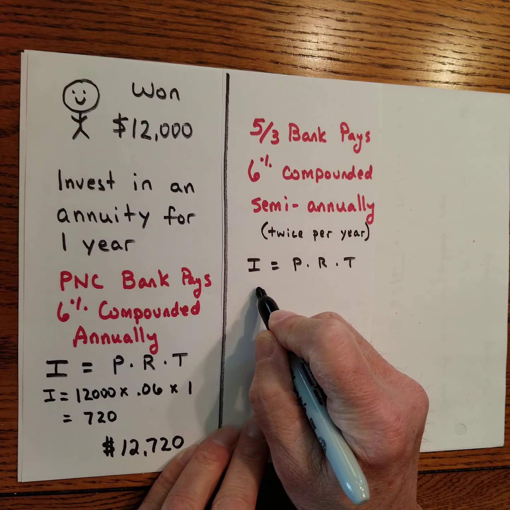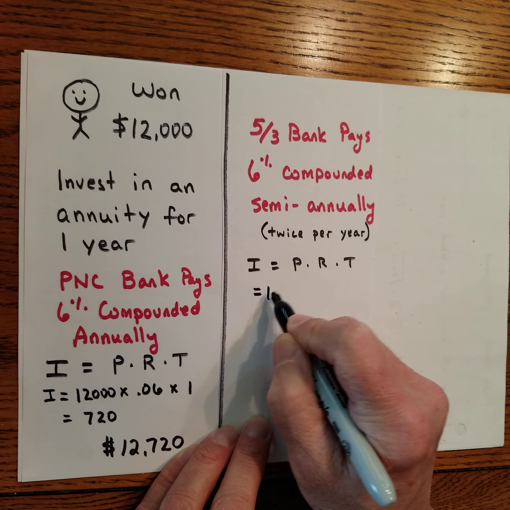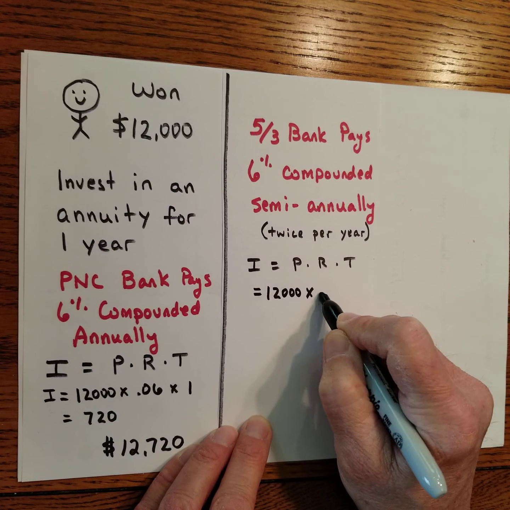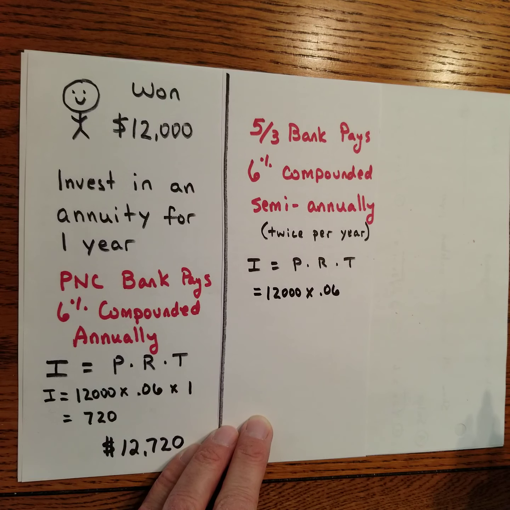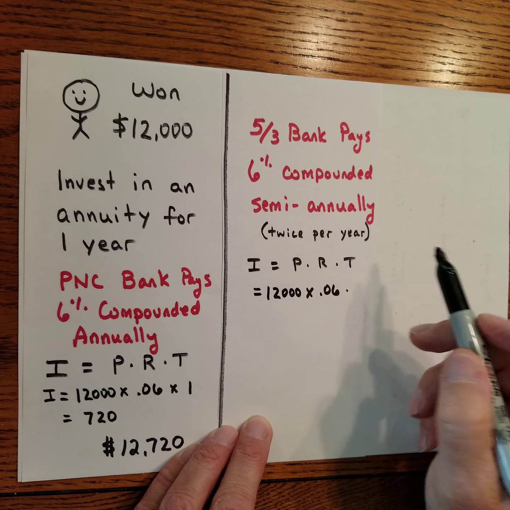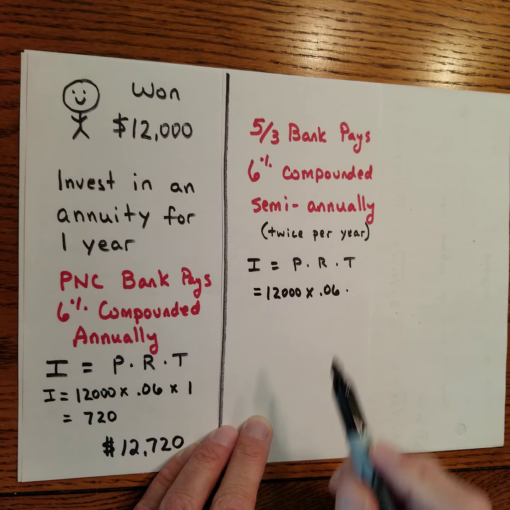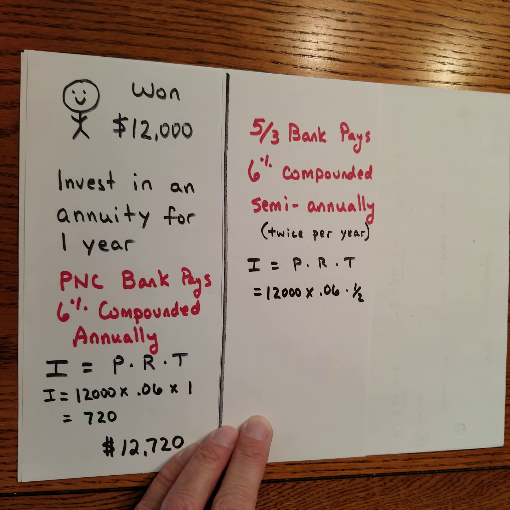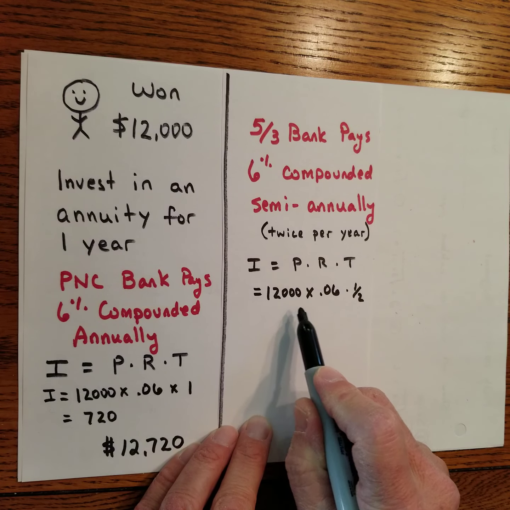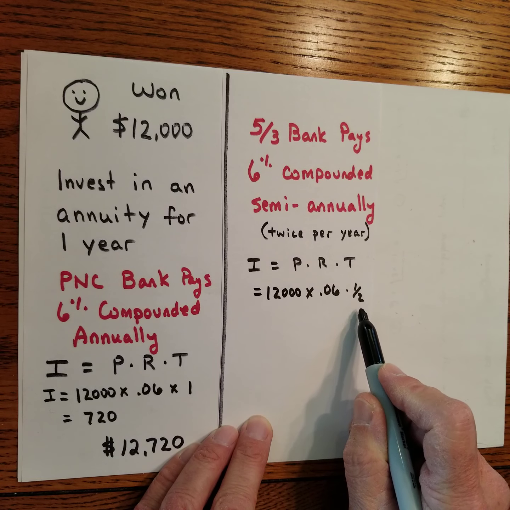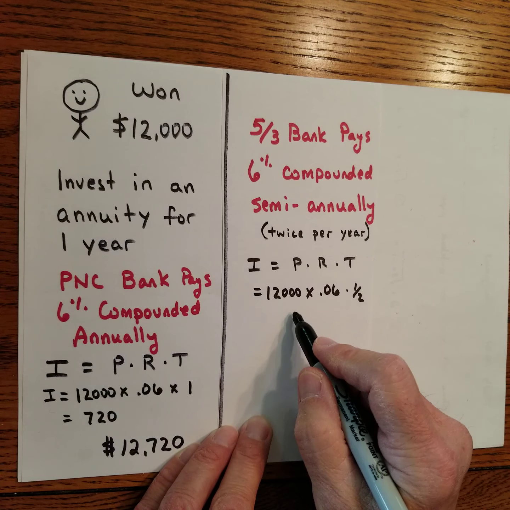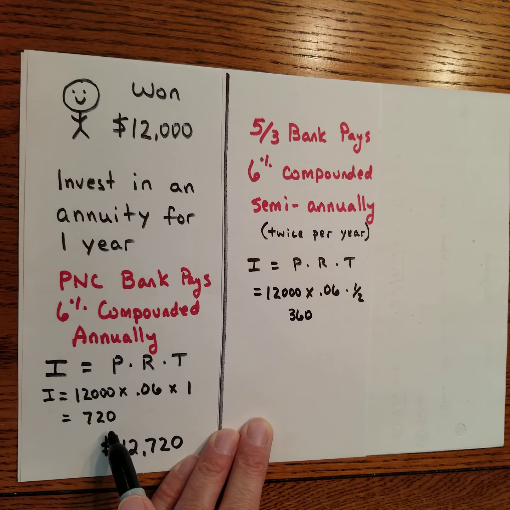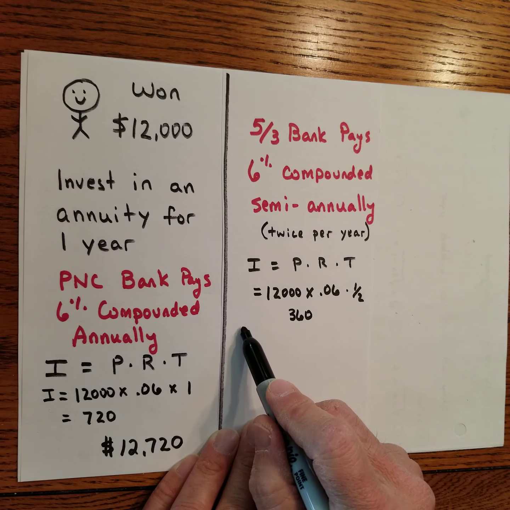If you put your money in Fifth Third Bank, that's $12,000 at 6% interest. 6% is 0.06. But semi-annually means they're going to compound your interest twice per year, every half year. If you multiply 12,000 times 0.06, then divide by 2, you'll get $360. That's exactly half of the $720 we earned here because that was earned in half a year.